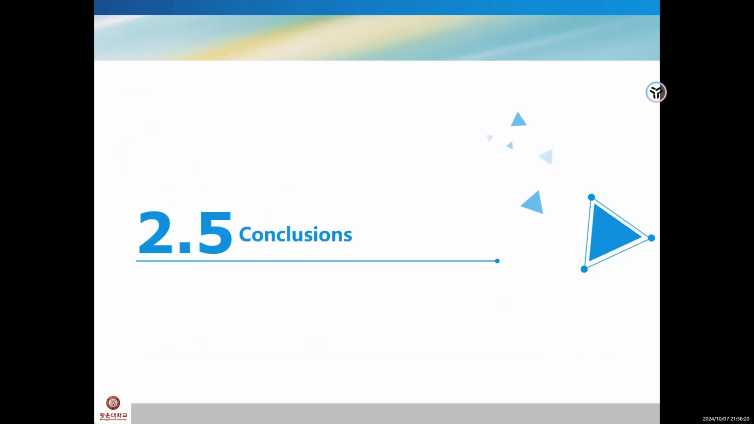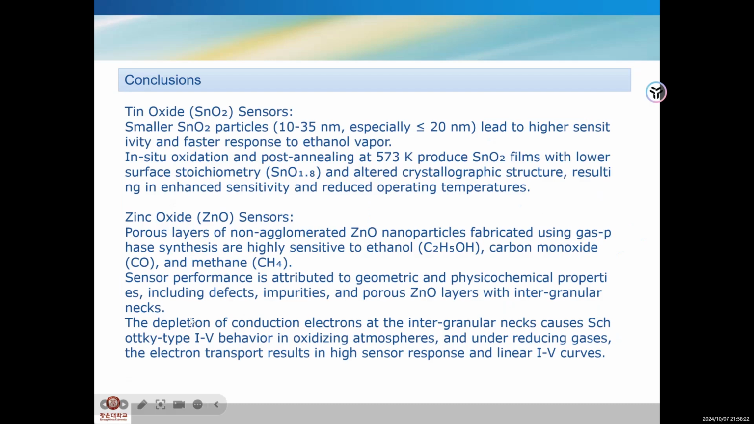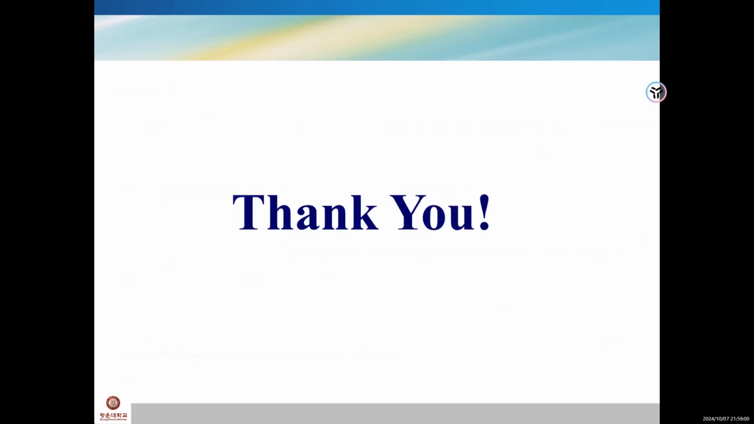So next part, conclusions. So we can draw the conclusion. This is more specific details about the introduction, the SnOx sensors and the zinc oxide sensors, and the depletion of the conduction electrons at the intergranular region, how this shows IV behavior in oxidizing atmospheres, and under reducing gases the electron transport results in high sensor response and higher IV coverage. Okay, that's all. Thank you.